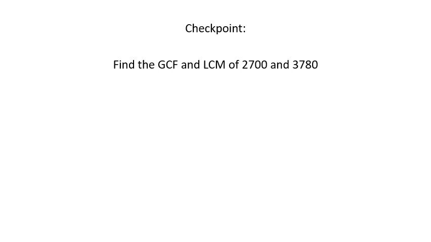So for your checkpoint, I want you to try to find the GCF and the LCM of 2700 and 3780. Now, if you remember your divisibility rules, you can already tell some factors that these numbers have in common right away, just by inspection, by looking at the numbers. So use either method you want. I would even recommend using both methods to see which one makes the most sense to you. If they're both new to you, try them both out and see which one works. You should get the same answer either way, so that shouldn't be a factor. That's a little pun there.